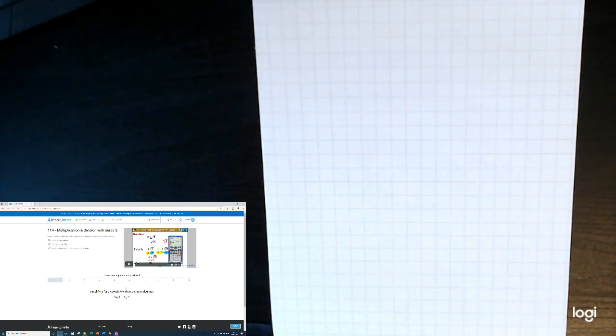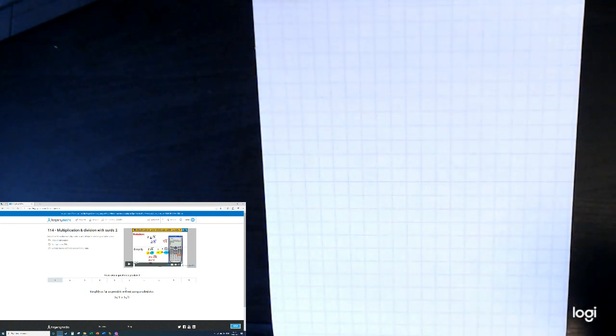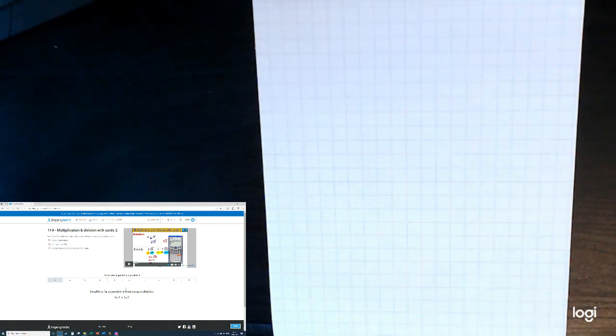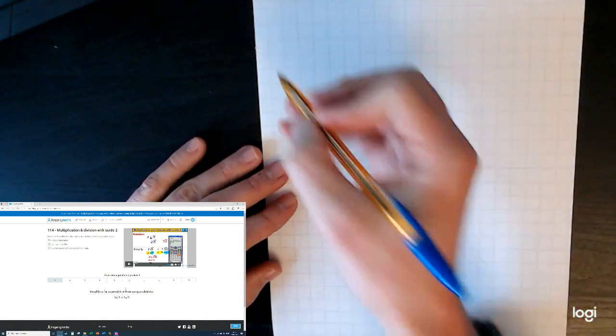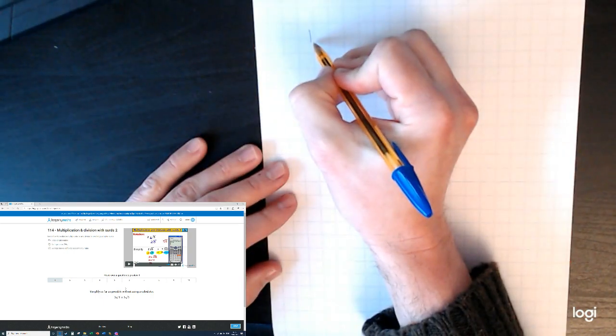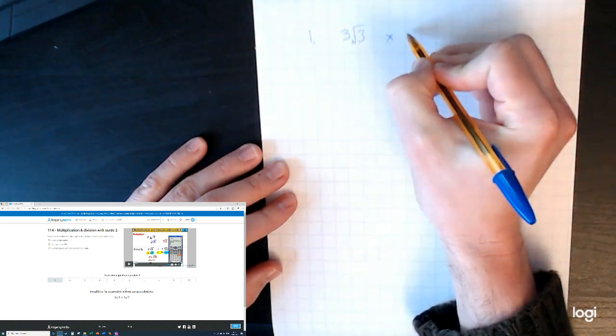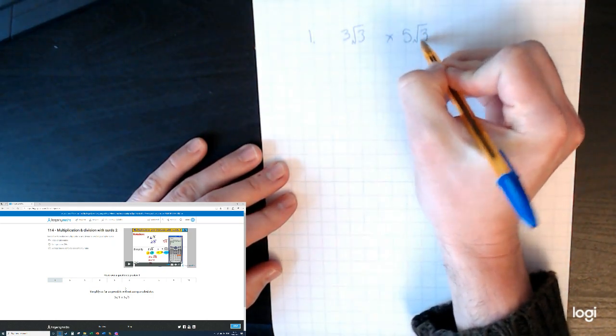God, I sound old. So yeah, looking more particularly at video 114 on Hegarty, which is your multiplying and dividing surds part 2. So this time we're still, as it says, multiplying and dividing, but we're going to bring in coefficients now. So the first example that it's throwing at me is 3 root 3 times 5 root 3.